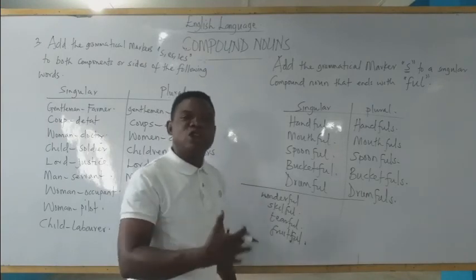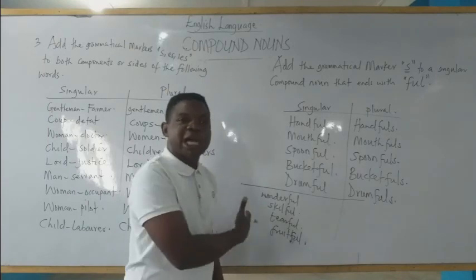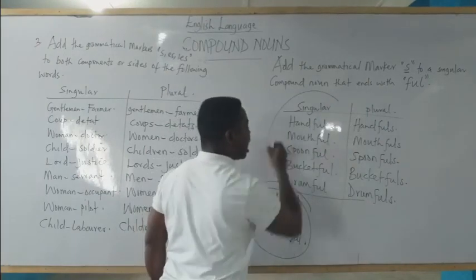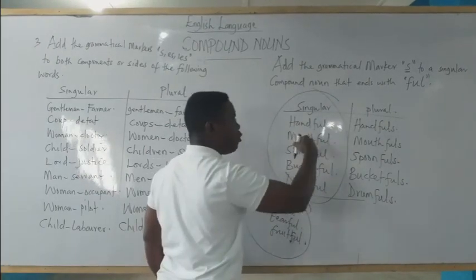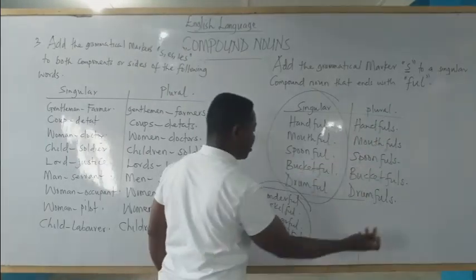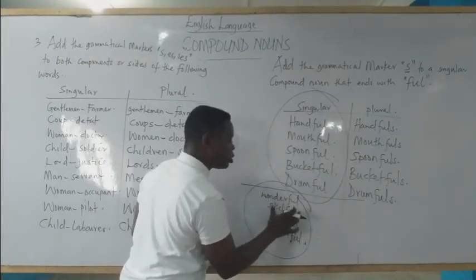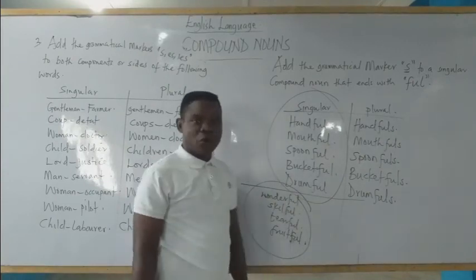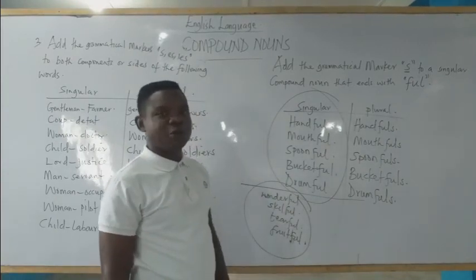Why? They are not nouns, but rather they are adjectives. These ones are adjectives. These ones are nouns. It is only the noun form that ends with full that can be put into plural form. But adjectives that end with full cannot be put into plural form. I hope this is clear to you all.